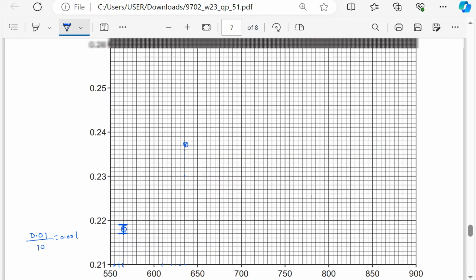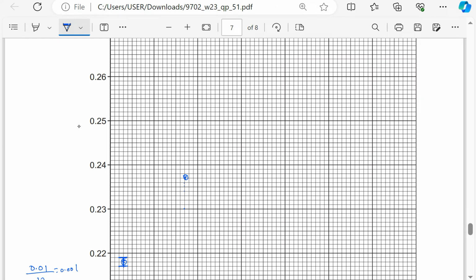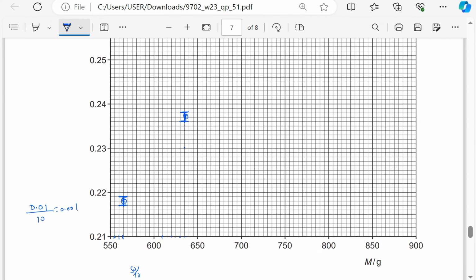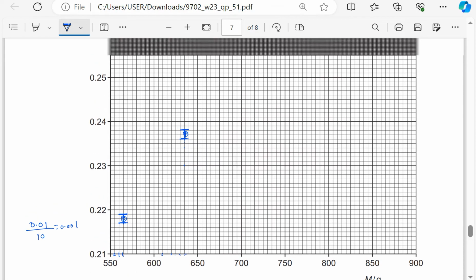Then the error was 0.001. So just make one small square up and one small square down. Then I draw the vertical bar. Then the next one is 675, which I think is just 5 boxes from 650, because I add 25 here. Then on the vertical, it is 0.248.